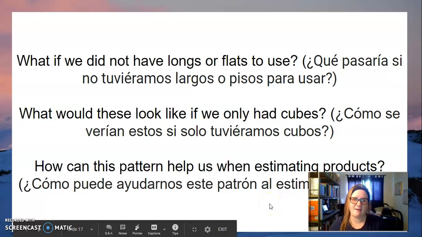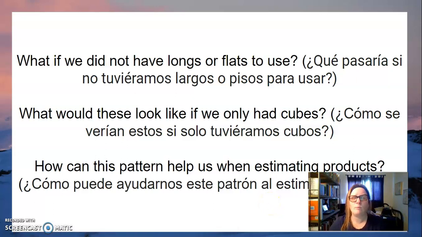So how can this pattern help us when estimating products? So let's say I have something like, well, like you guys have 3 times 50. So let's say I wanted to make an estimate of what that might be. So if I know what 3 times 5 is, I could know that 3 times 50 is going to be somewhere around that times 10, okay?